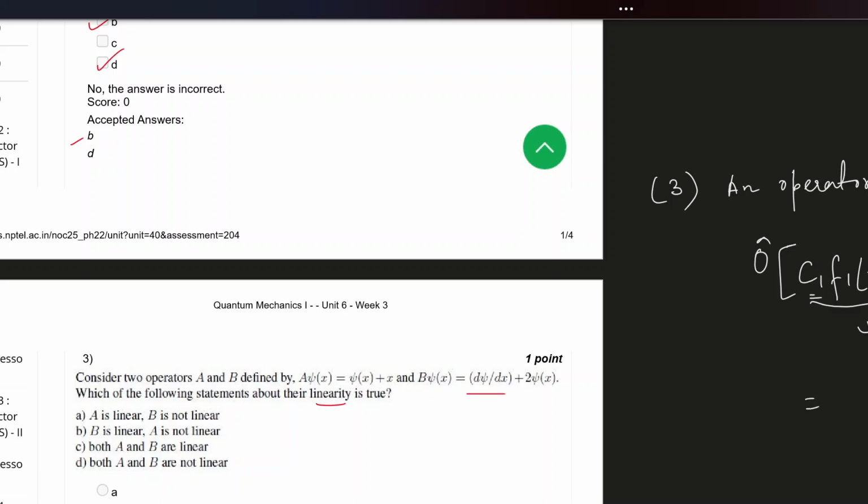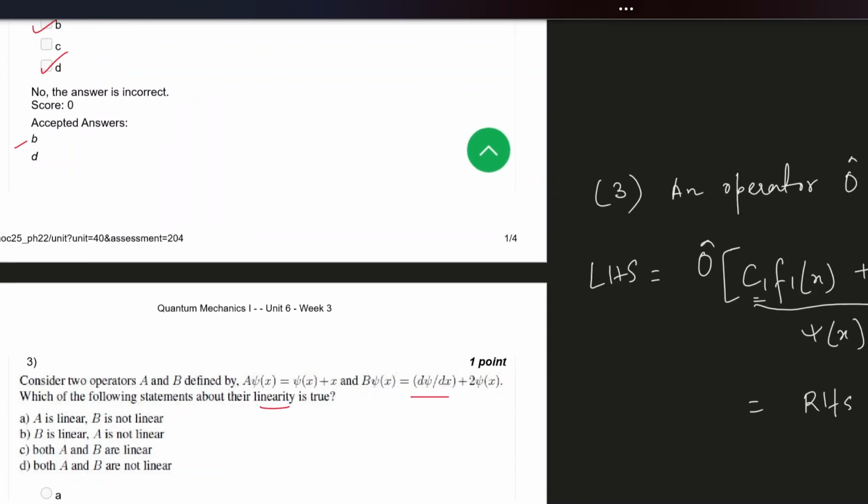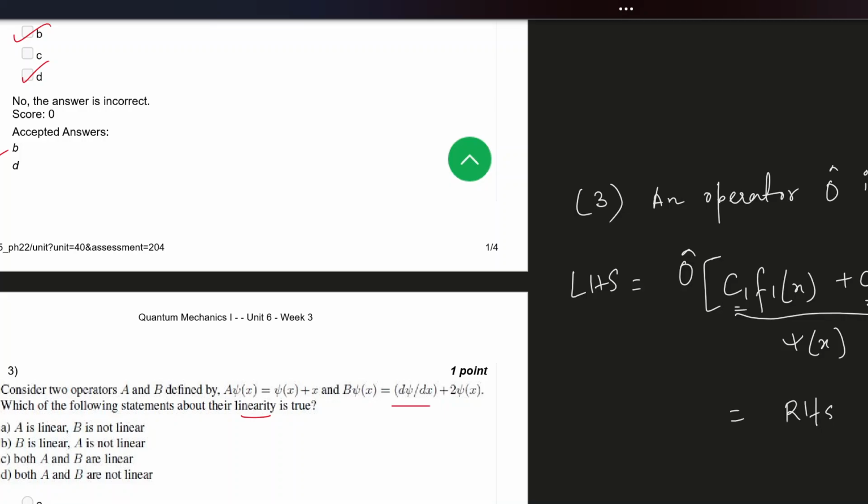Then linearity, if that is satisfied, then that means that the right hand side will be equal to, so if this is LHS, then this will be equal to RHS, equal to c1, as a constant, comes outside, and the operator acts on the first x dependent term of the wave function, then the plus sign is separated, and then again c2 separated, and the operator acting on the second x dependent term of the wave function. So if this is satisfied, then we can say that this operator is linear.